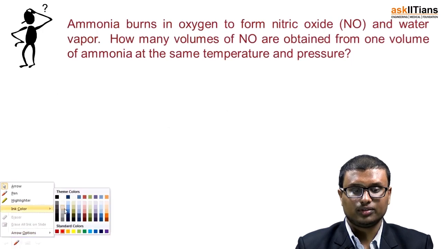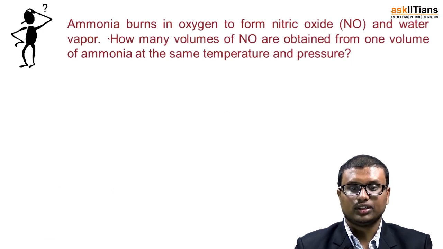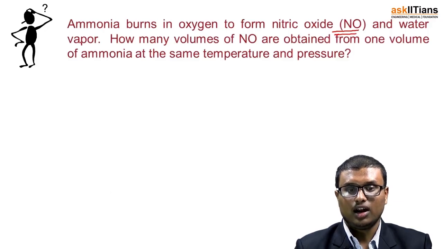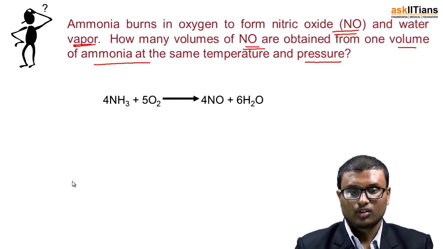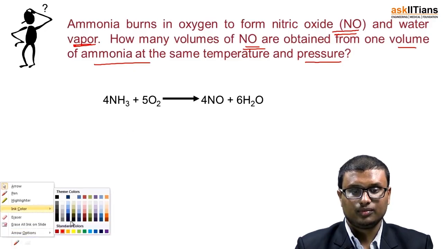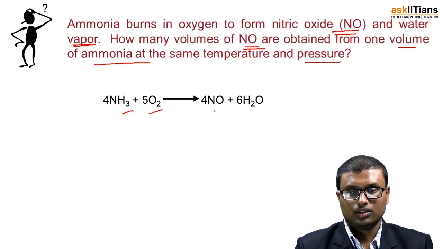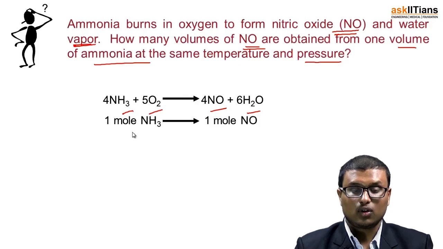So let's solve a simple question. Ammonia burns in oxygen to form nitric oxide and water vapor. How many volumes of nitric oxide are produced from 1 volume of ammonia at the same temperature and pressure? So the reaction is ammonia burns in oxygen to give nitric oxide and water vapor. So what is the information given? What is the information known?